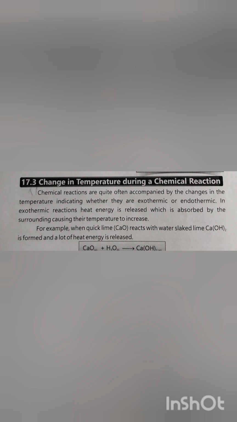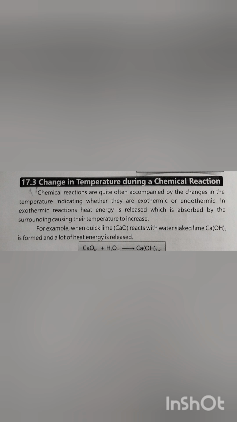So the first concept is change in temperature during a chemical reaction. Chemical reactions are quite often accompanied by changes in temperature. These changes indicate whether a reaction is exothermic or endothermic. So let's look at exothermic reactions. Definition: reactions in which heat energy is released into the environment. Observations: the heat released is absorbed by the surroundings, causing their temperature to increase. It means the container will feel hot.